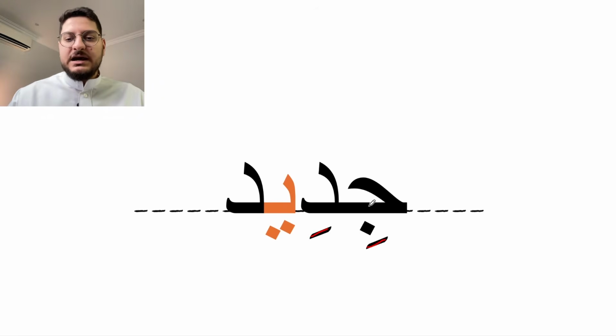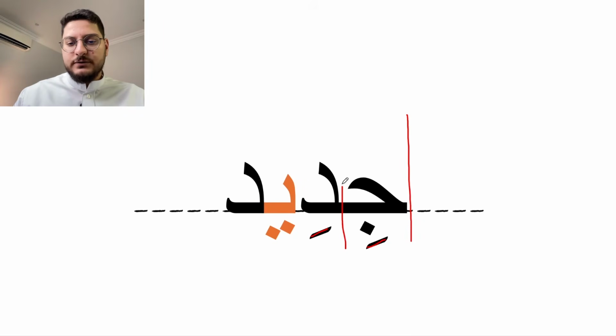Now, each haraka qasira would be the beginning of a new syllable. So I will just draw a vertical line before the letter with the حركة قصيرة. So I see حركة قصيرة here, I draw a vertical line before it. I see another حركة قصيرة here, I draw another vertical line in here. And now I have two syllables in this word. This would be one syllable, and this would be the other syllable, right?